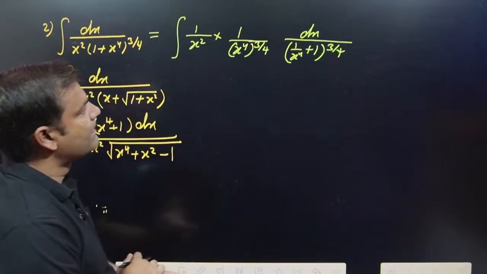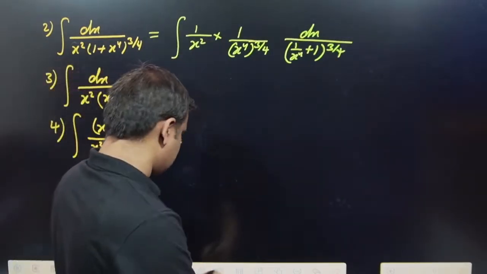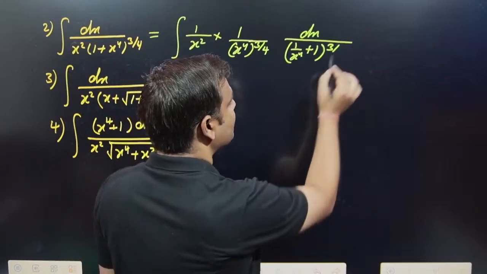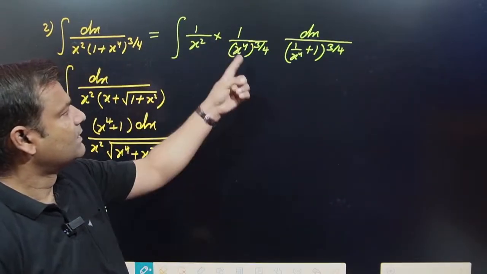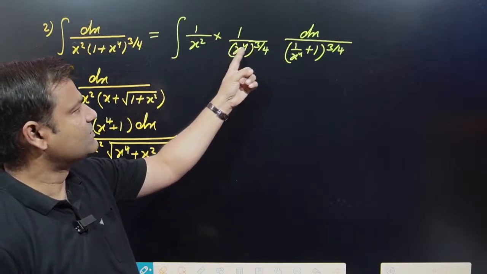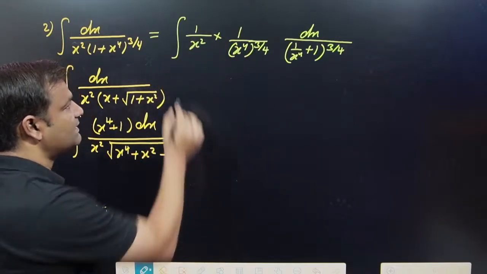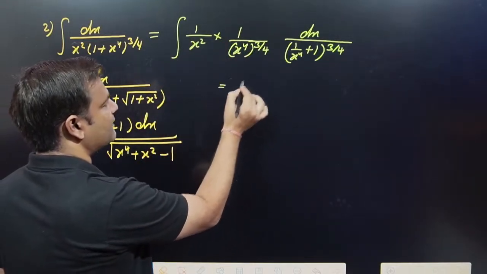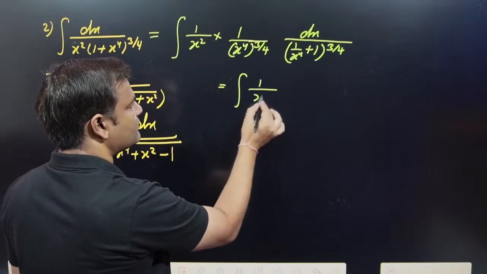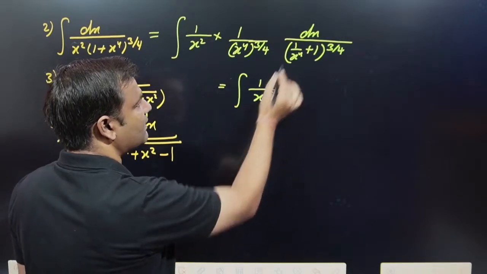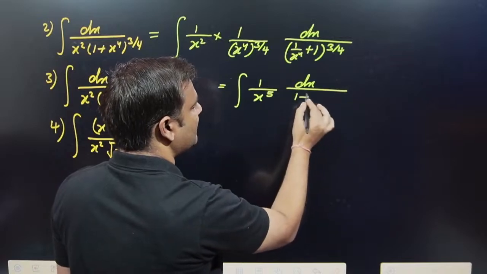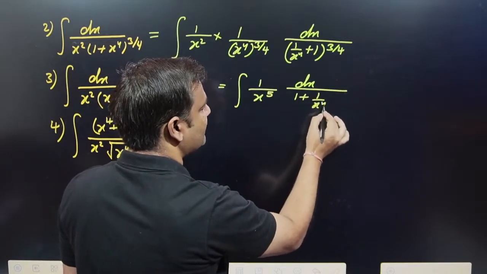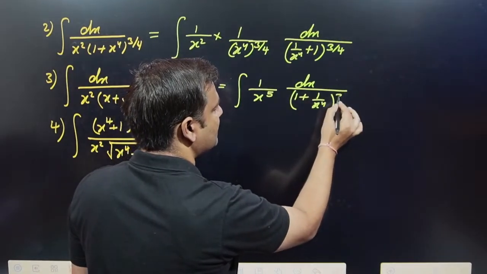Okay, 3 by 4 basically, that was 3 by 4. Okay, x to the 4 cancels, x to the power 3, so x to the power 5. Basically this one is written as 1 by x to the power 5, and this one is dx divided by (1 plus 1 by x to the power 4) to the whole power 3 by 4.